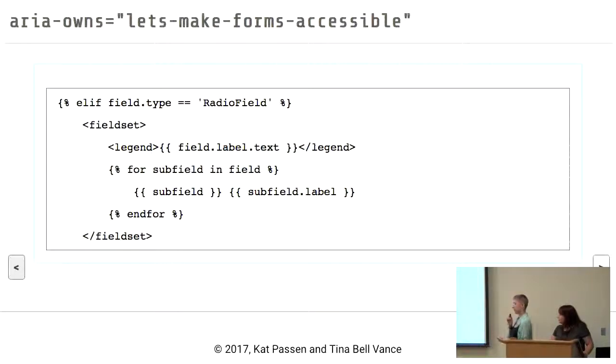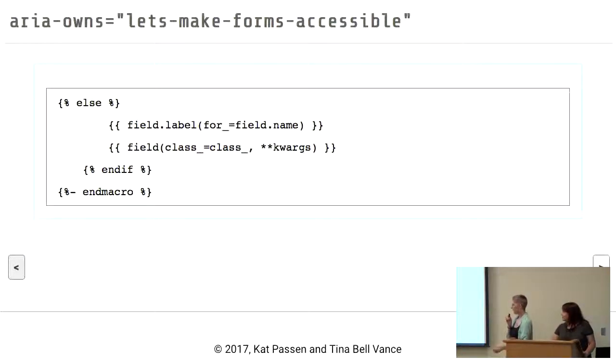And each single radio button that we give it is a subfield. So we have our field that is the group of radio buttons, and for each subfield in that field, we're going to put the subfield and its label. And then if we have anything else, for our purposes, we have a select box and then the email input. Those don't need anything fancy, so we're going to let it just build the label tag on its own and then put the field in place.